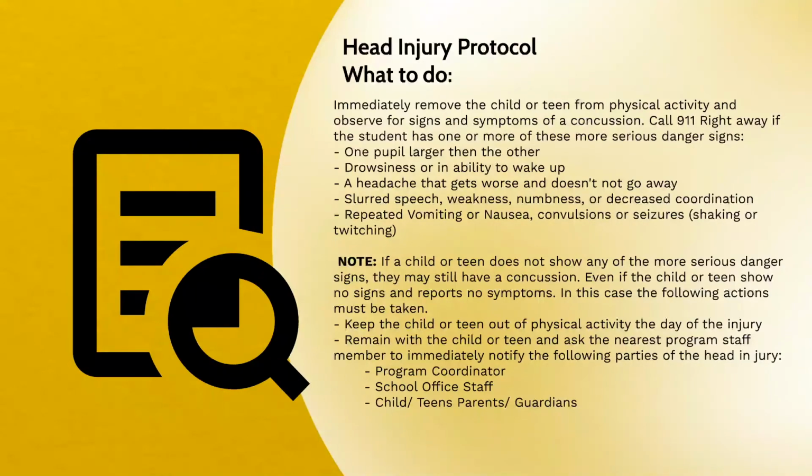Please note, if a child or teen does not show any of the more serious danger signs that were listed above, they may still have a concussion. Even if the child or teen shows no signs and reports no symptoms, in this case, the following actions must be taken. Again, keep the child or teen out of physical activity for the day of the injury. Remain with the child or teen and ask the nearest program staff member to immediately notify the following parties of the head injury: program coordinator, school office staff, and then the child or teen's parents or guardians.